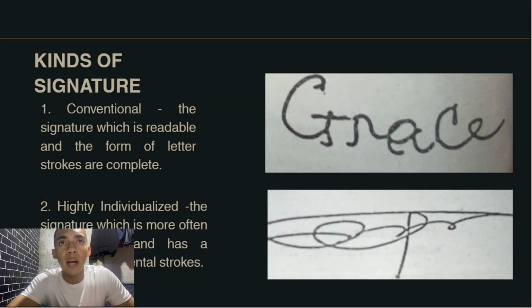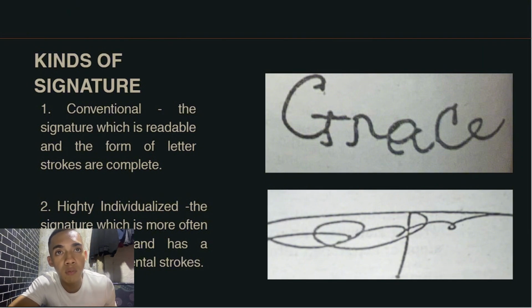So next is kinds of signature. First is what we call conventional. The signature which is readable in the form of letters, strokes are complete. So for example, what is written here, we can read it, which is Grace. So it represents a person indicating their name. Since it is readable, it is called conventional.